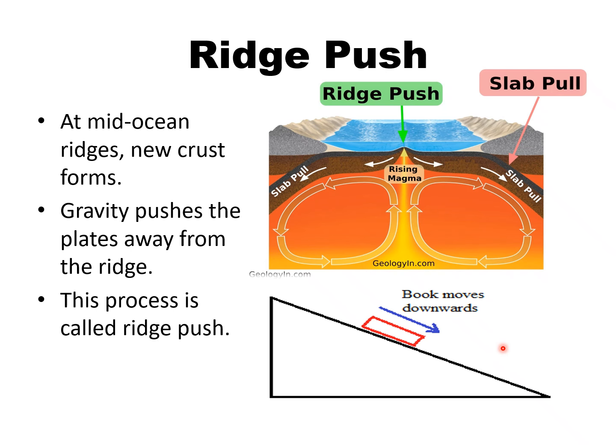At mid-ocean ridges, hot magma rises and solidifies into new crust. Gravity pushes the older crust away from the ridge. This sideways force is called ridge push. Imagine sliding books down a tilted table. Gravity pushes them apart, just like the ridge push.